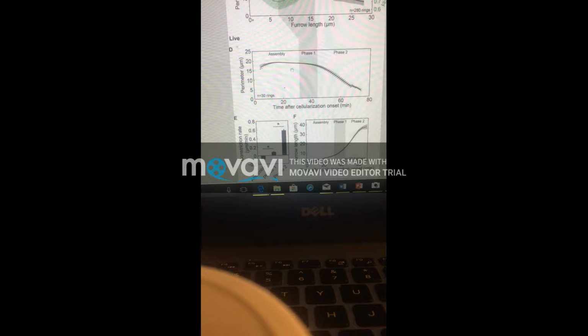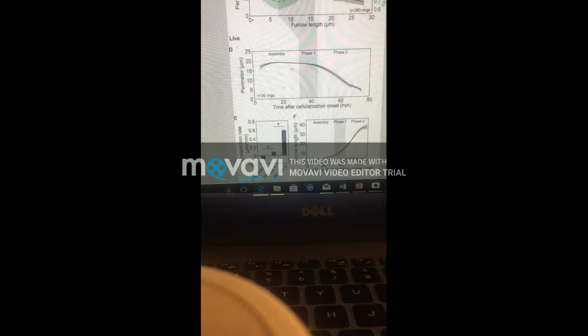During assembly, there shouldn't be any constriction. Instead, it should expand. During phase 1, there should be a small amount of constriction, and during phase 2, there should be a greater amount of constriction. F then shows that furrow length should increase as time proceeds.